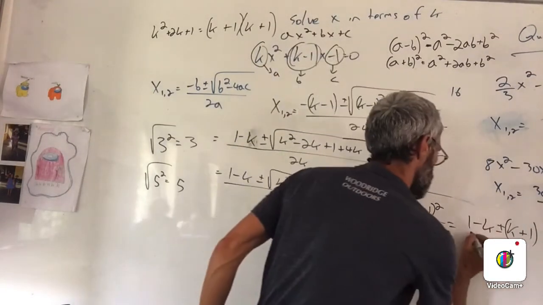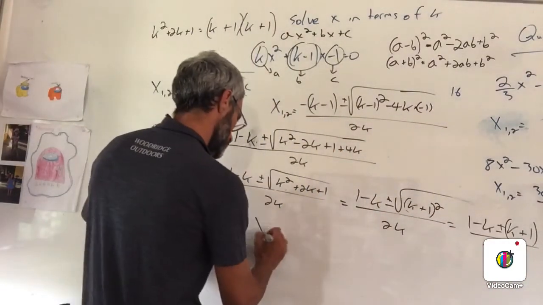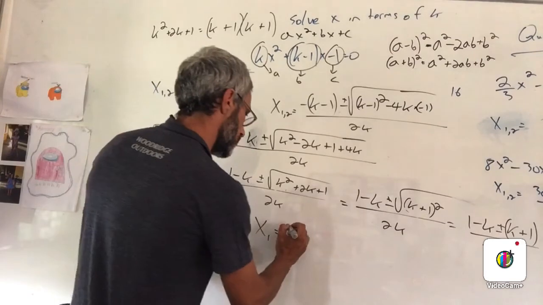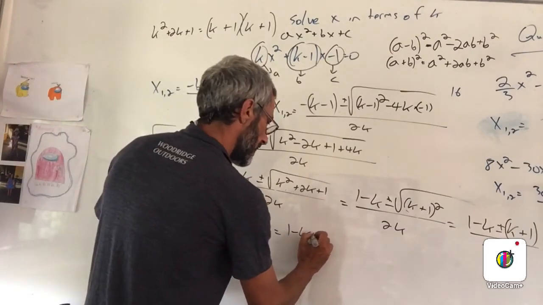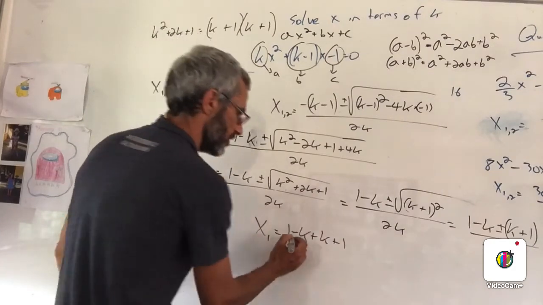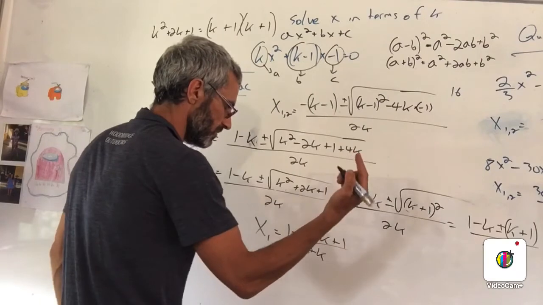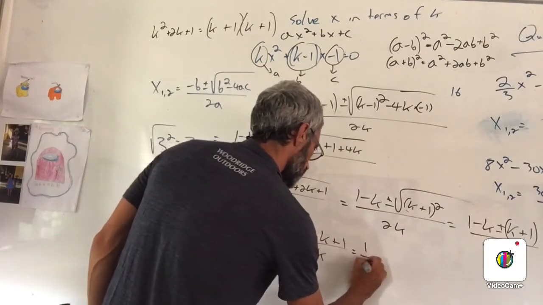Okay, you'll see in a second why that's important. Now I'm going to split into the two solutions. So x1 is equal to 1 minus k plus (k plus 1). I can ditch the brackets, because if I'm adding something, that's not going to do anything. Minus k plus k dies away. I'm getting 1 over 2k.